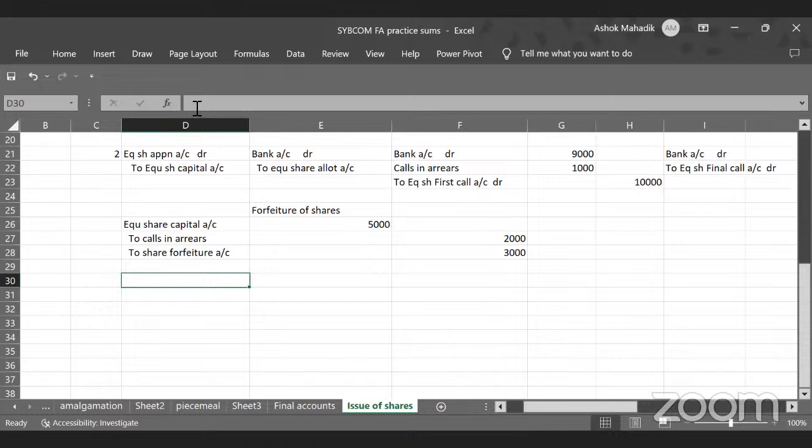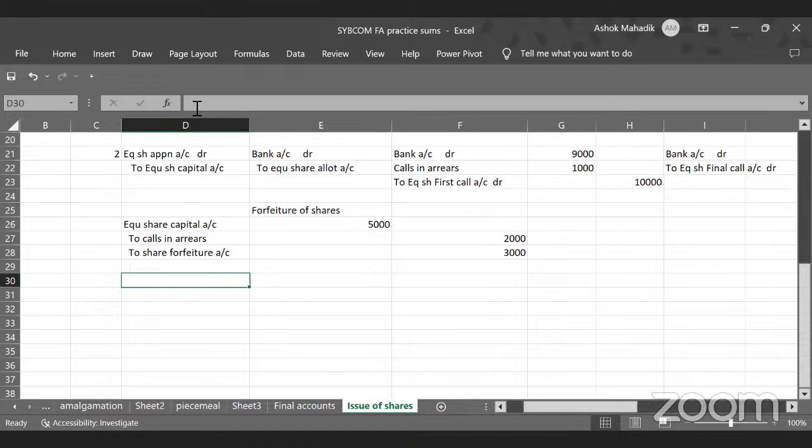Forfeiture and reissue are two different things. Forfeiture means cancellation. For that, only one entry is passed. Now we can reissue those shares. Since we already completed the procedure of application and allotment, what does the company do? It calls for the entire money in one shot.